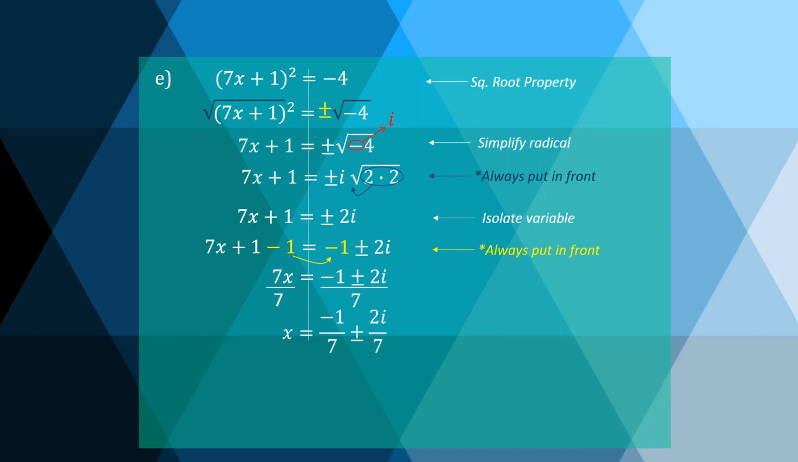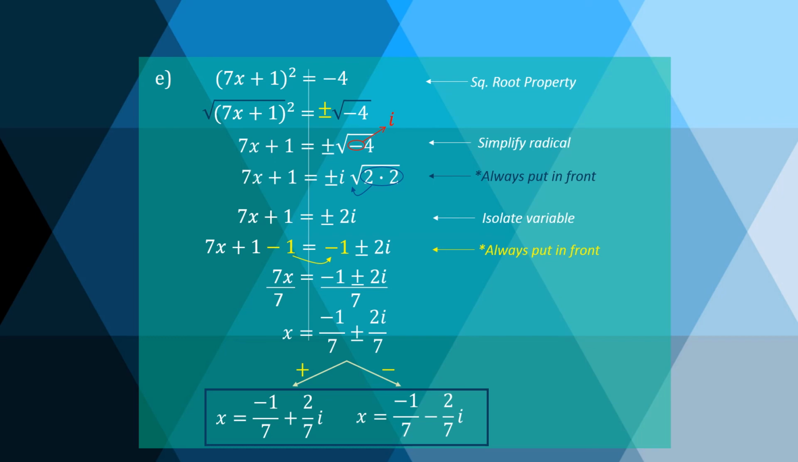Now that we still have that plus or minus, we need to separate this. The plus version would give you x equals negative 1 over 7 plus 2 over 7I. Now are those like terms? No. One is a constant, the other is imaginary. Actually, the whole thing is considered a complex number. Now we need to look at the other option, which is the minus version, which would give us x equals negative 1 over 7 minus 2 over 7I, and these would be your solutions.